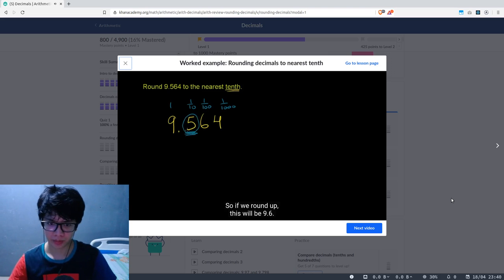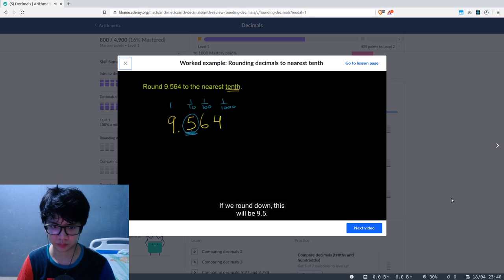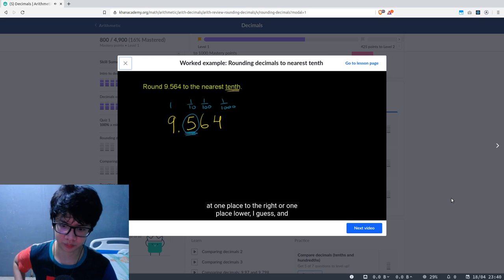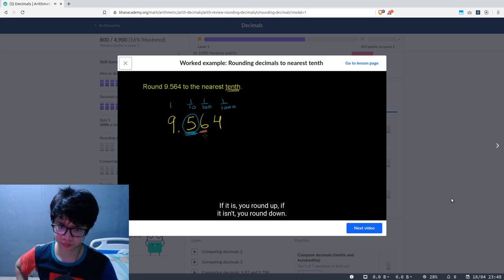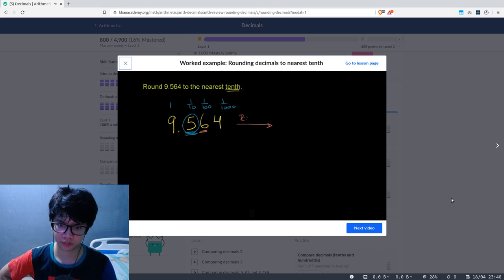So if we round up, this will be 9.6. If we round down, this will be 9.5. And just like regular rounding, when we're not dealing with decimals, you look at one place to the right, or one place lower, and you say, is that 5 or larger? If it is, you round up. If it isn't, you round down. 6 is definitely 5 or larger, so we want to round up.